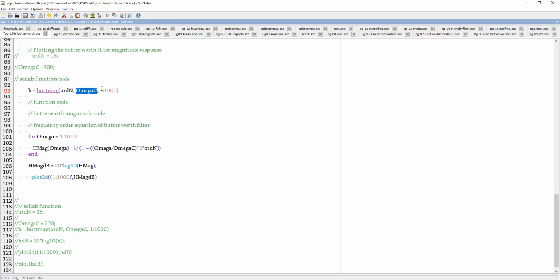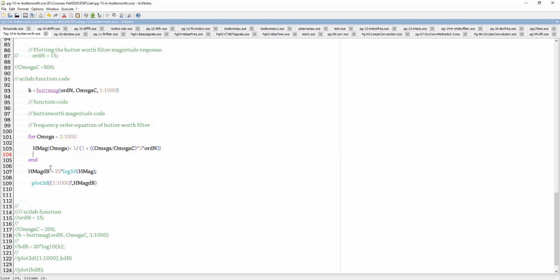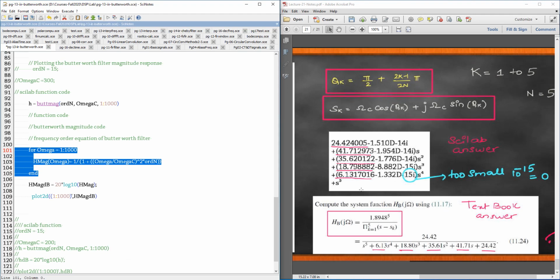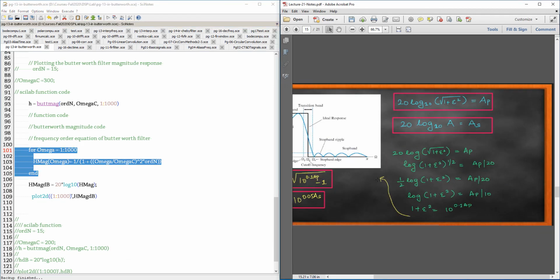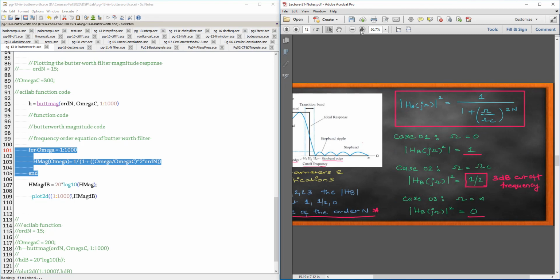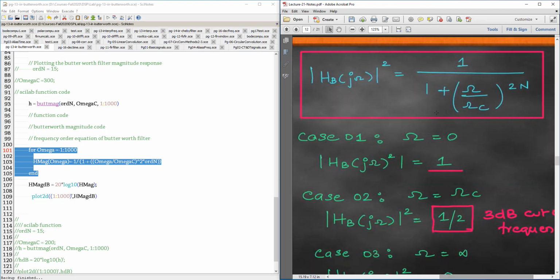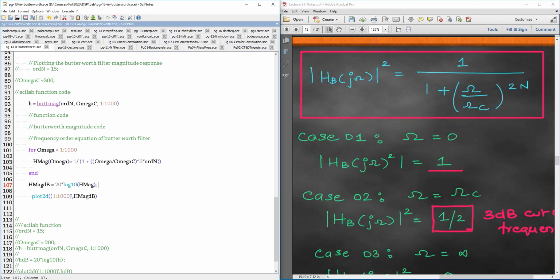For the Butterworth response, I can use the Scilab function, which is butmag. You give the order, omega c, and how many samples you need. You get the plot, and this can easily be rewritten because this is the program. This is the formula. So what is the formula for the magnitude response of my Butterworth filter? If I go to the previous slides, I can show you. So this is the magnitude response.